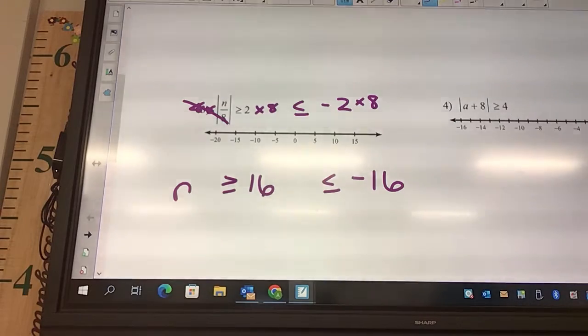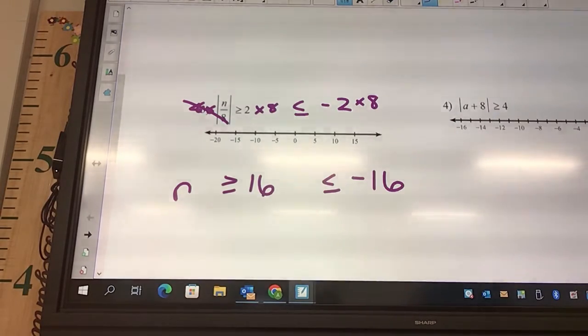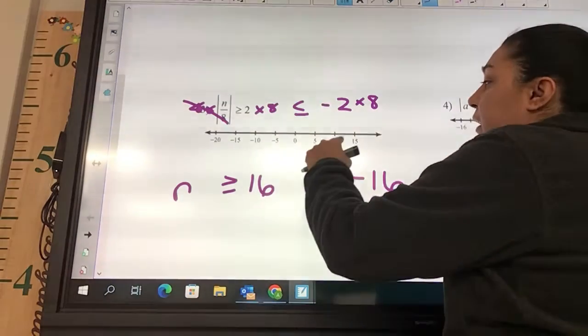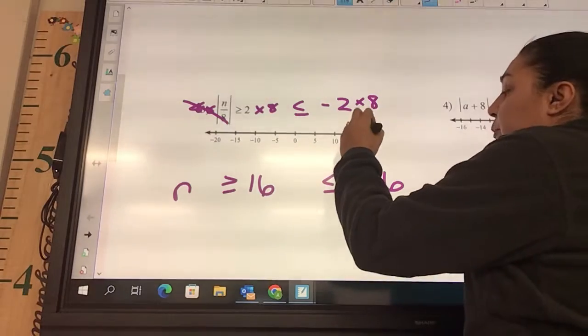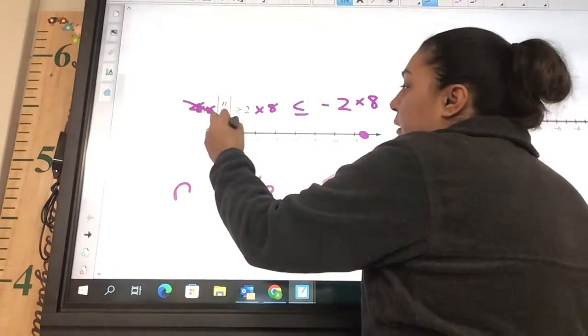Are those going to be open or closed? Closed. Okay, now it goes by 5, so 5, 10, 15. So just put it somewhere past the 15. It doesn't have to be perfect.